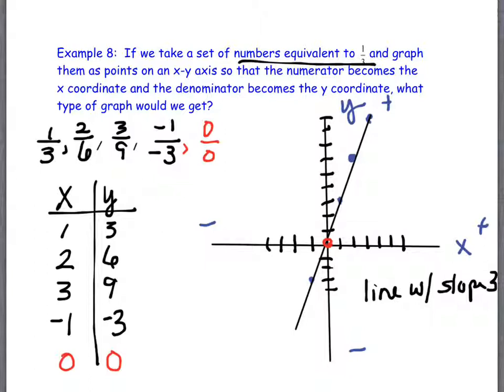Does it work? It does. 0 over 0 equals 1 over 3. No, it actually doesn't fit the pattern, right? All of the other numbers on the line, if I take the x-coordinate and I divide it by the y-coordinate, right? 1 divided by 3, I get 1/3. But this point, while it is on that line, does not have that feature. Do you see that? So this one actually does not fit the pattern. So this is actually going to be a line with slope 3.